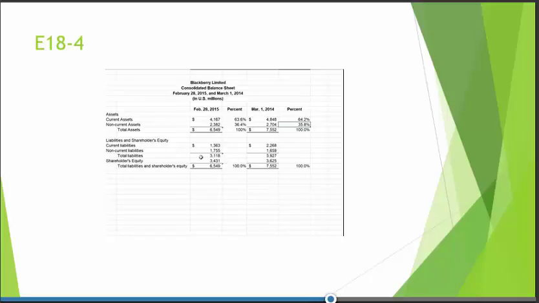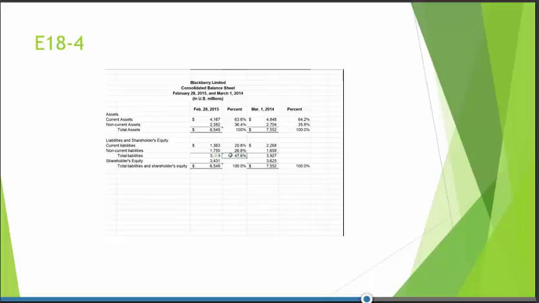We can then do the same for our liabilities and shareholders' equity. 1,363 divided by our total liabilities and equity, not our total liabilities, but our total of the balance sheet, total liabilities and shareholders' equity. So it's 1,363 divided by 6,549, which gives us 20.8%. Our non-current liabilities are 1,755 divided by 6,549, which is 26.8. We can calculate what percentage total liabilities is of the total. In this case, 3,118 divided by 6,549 is 47.6.